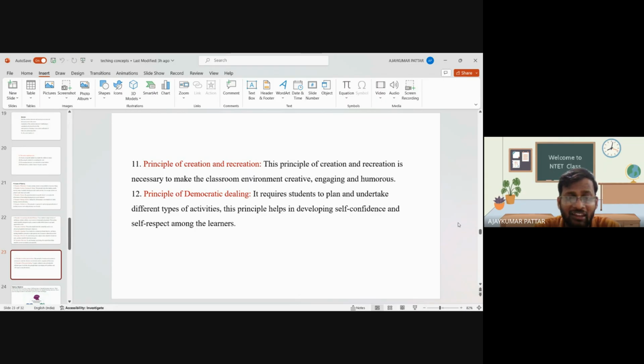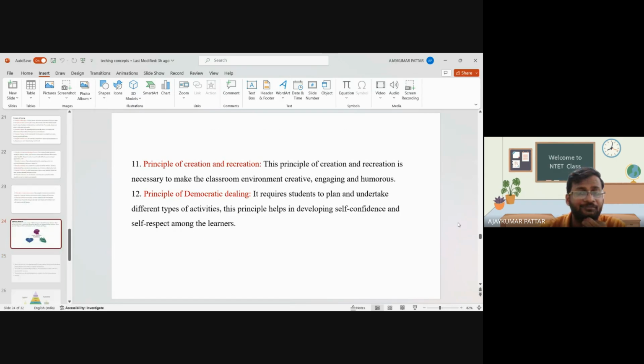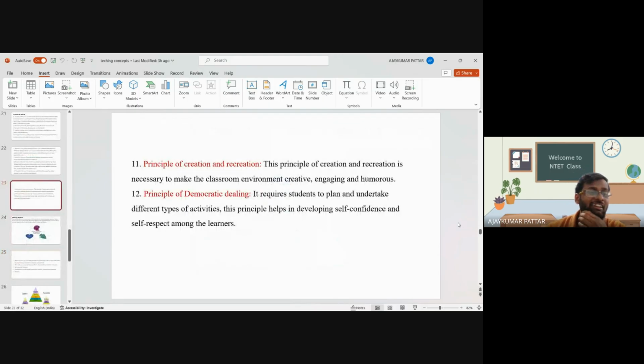बच्चे का मन में आना है. The teacher is also giving the respect. We are also having self respect. Even though we are students, we also have self-respect. That type of democratic feeling or dealing we have to do in the classroom. That feeling should become in the student. That is the principle of democratic dealing. Up to this, any doubt, any query?